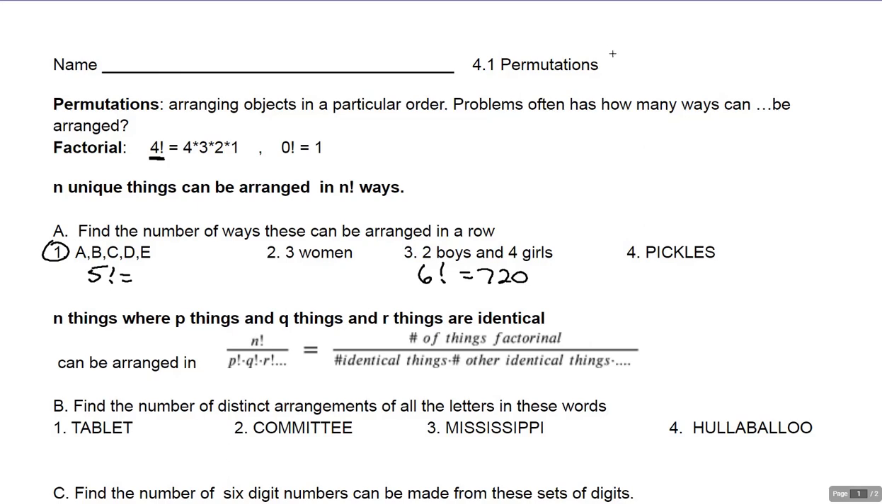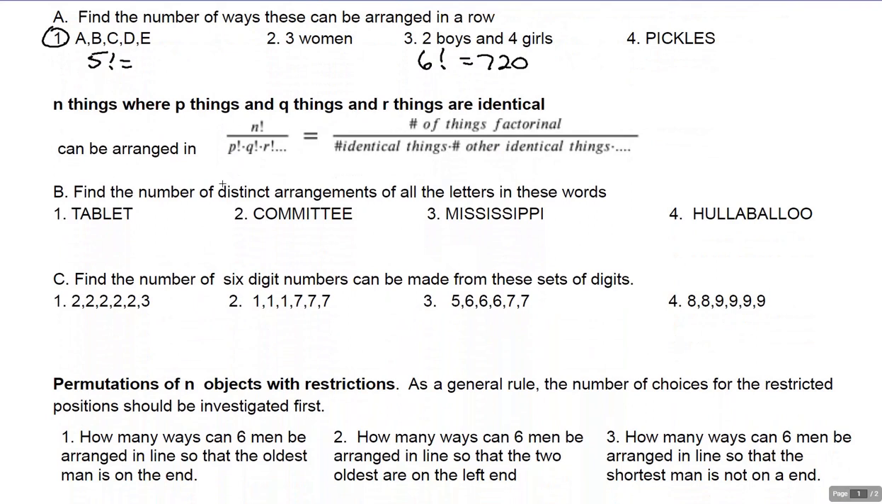Okay. Scenario number 2. What if some of the things repeat? What if some of the things are not unique? In this case, letters and words can be duplicated. For example, you see this T? And again, remember, we're talking about permutations. We're talking about the ways we can arrange things. I could rearrange these letters in so many different ways.